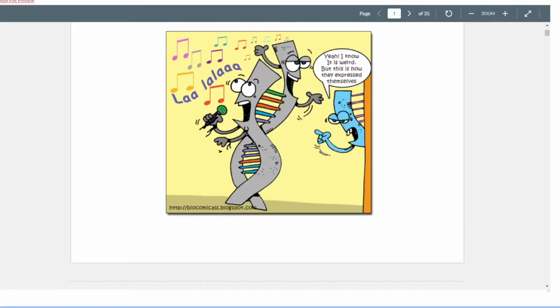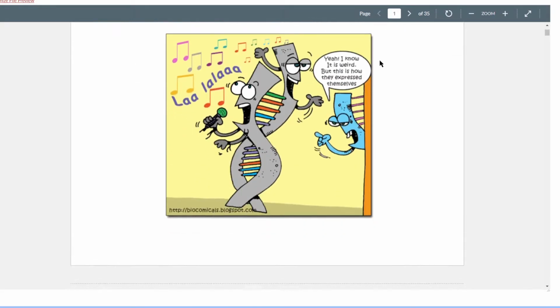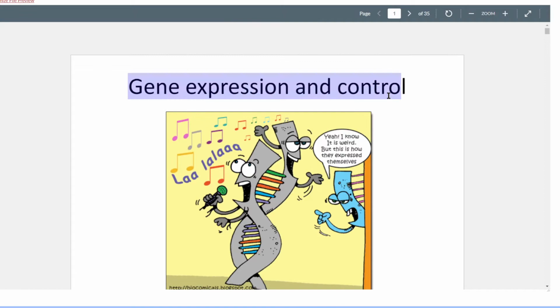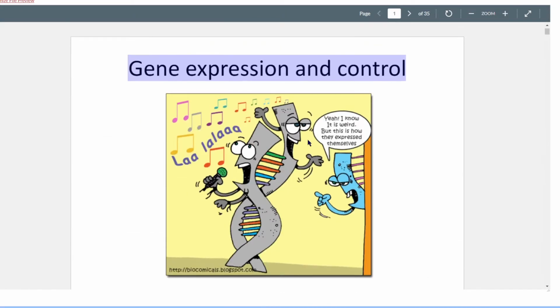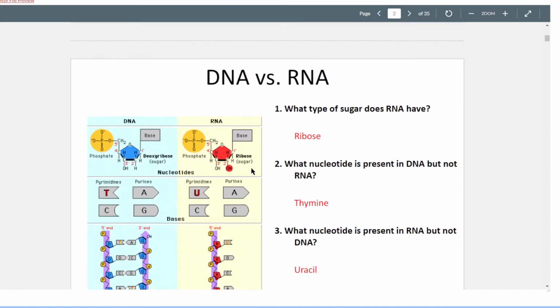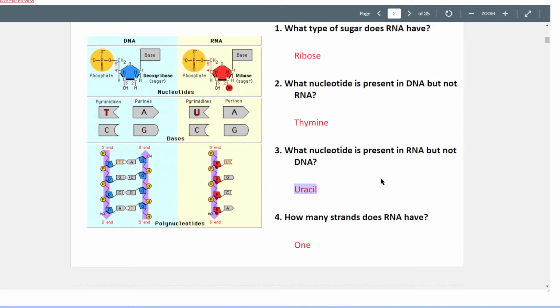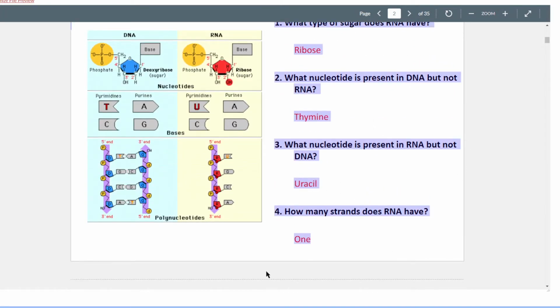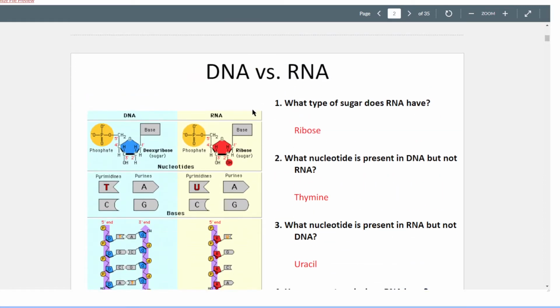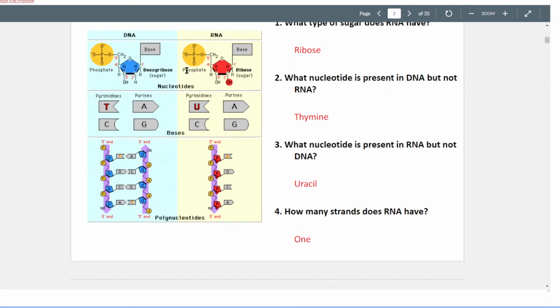Okay, hello, we're gonna do chapter 15 and 16, gene expression and control. Let's begin. This is a review. RNA is made of ribose. DNA has thymine. RNA has uracil. These two are what's different. RNA is one-stranded. DNA is double-stranded. DNA is made of deoxyribose.